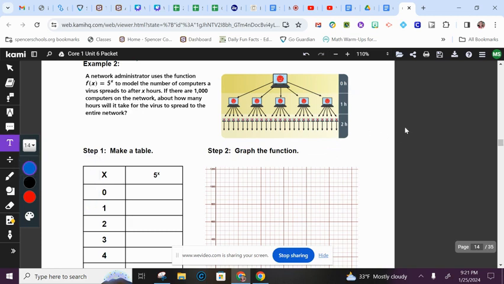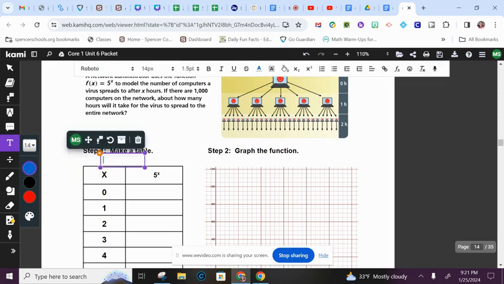So independent, what's varying here is going to be our hours, the hours are going to be changing. So we have hours as our independent, and then our dependent. As hours are increasing, the number of computers being affected is going to be our output.